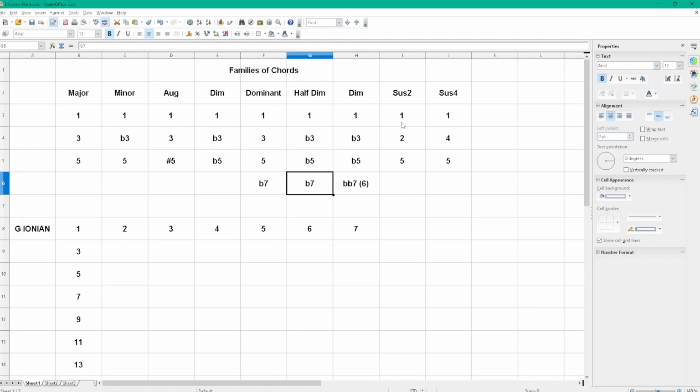Last but not least, I put some sus kind of chords. 1-2-5, 1-4-5, so sus2 or sus9, and sus4 or sus11. And the reason I didn't put them next to the actual triads is because in a way sus chords by definition don't want to belong to a family of chords.